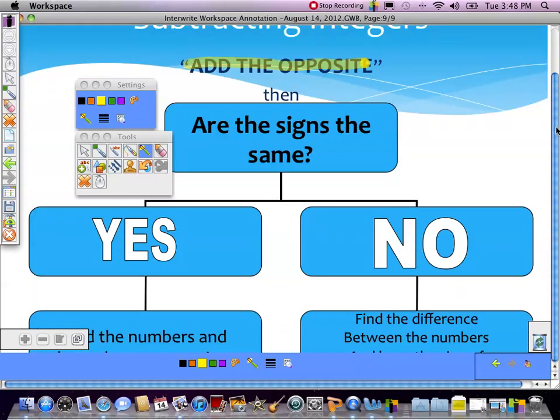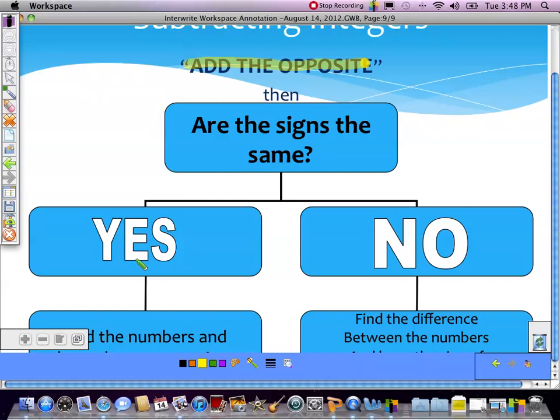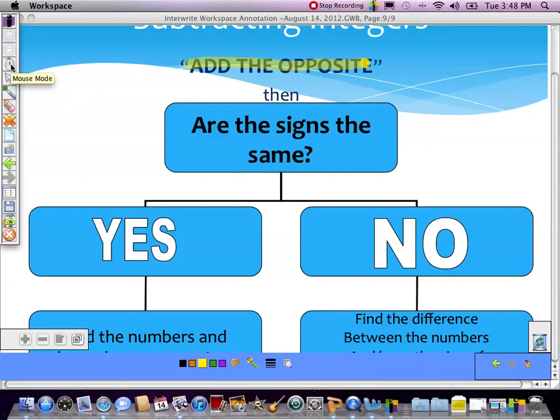You're going to ask yourself, are the signs the same? If the answer is yes, you're going to add the numbers and keep the common sign. And if the answer is no, you're going to find the difference between the numbers and you're going to keep the sign of the larger number, just as you learned in Lesson 6.